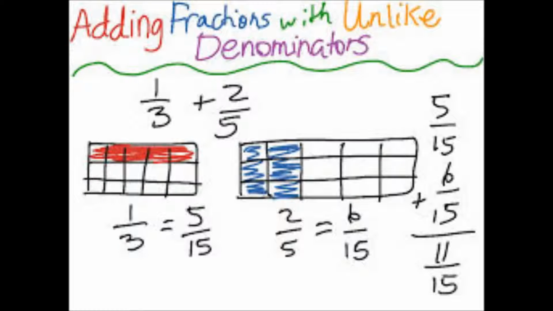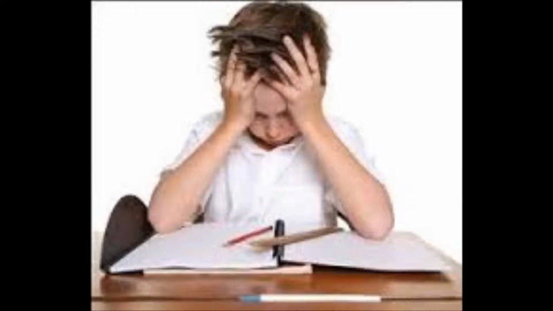Now, look at a problem adding fractions with unlike denominators. Here we have 1/3 plus 2/5. After finding the least common denominator, the answer is 11/15. This can be a little confusing.